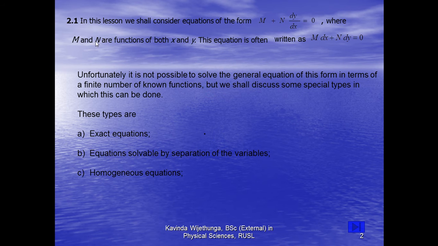In this lesson we are considering the equation of the form M plus N times dy by dx equals 0, where M and N are functions of both x and y. If you multiply the whole equation by dx, we can write it as M times dx plus N times dy equals 0. This is the most often used form of that equation.